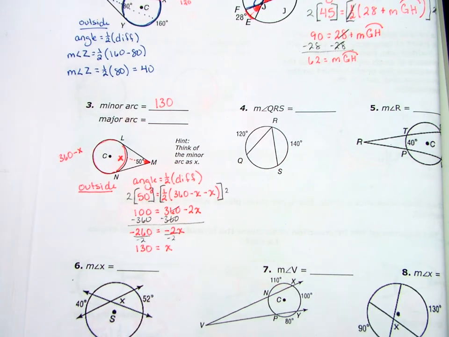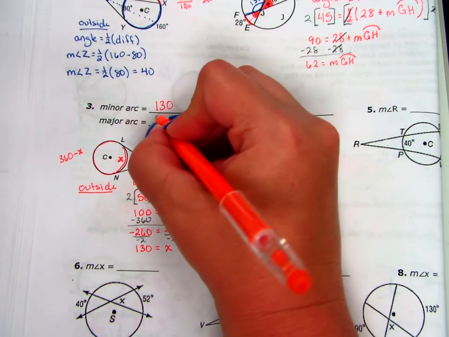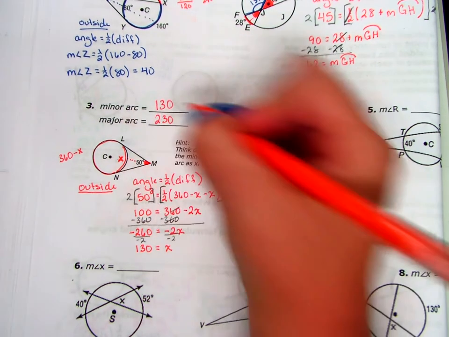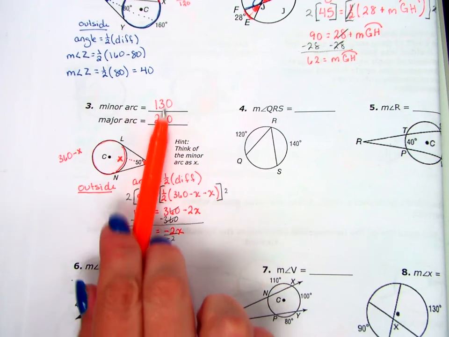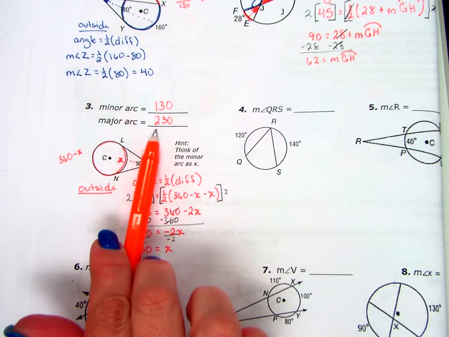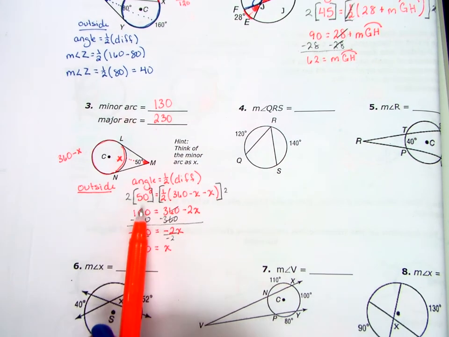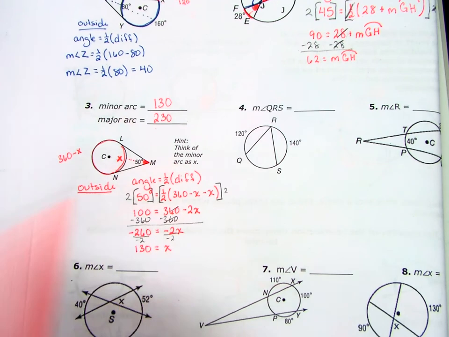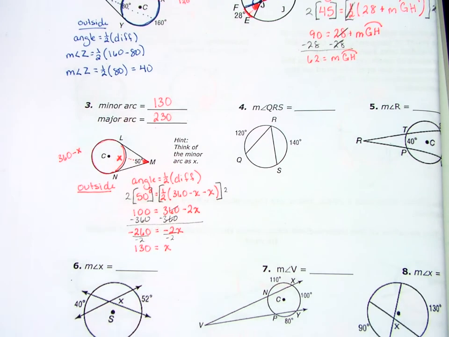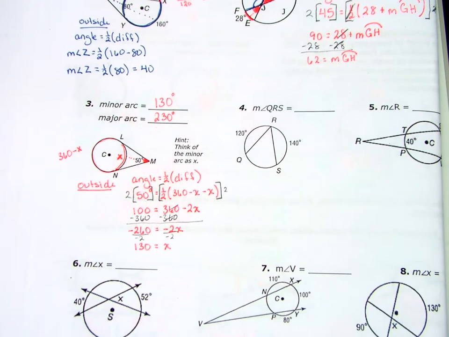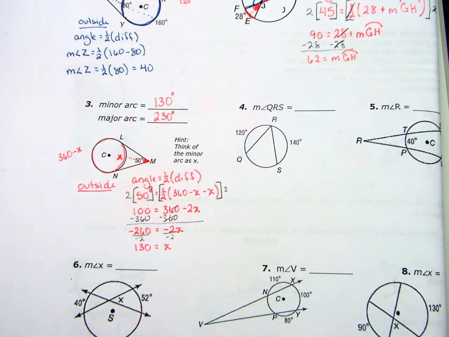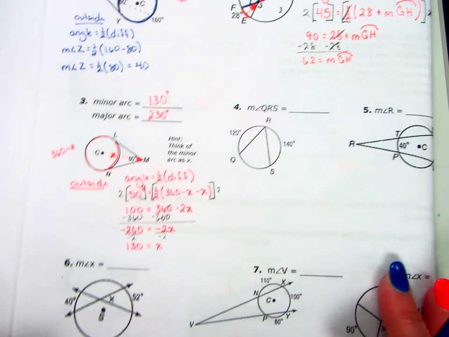What's my major arc? 230. Because together these have to make a whole circle, 360. And you can check it. If I take my major arc and I find the difference between the two, my difference is 100, and half the difference is 50, which is what that angle is. So it worked out for us. Okay? And these are arcs, and they're measurements of arcs, so they're degrees. Okay?